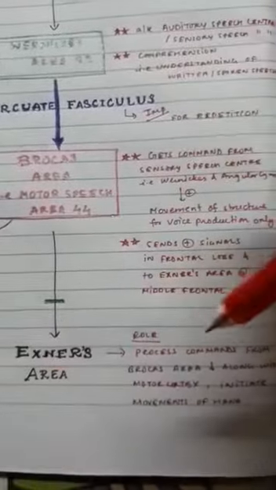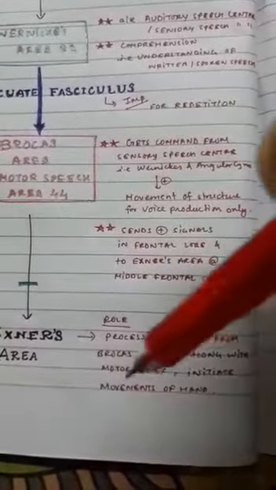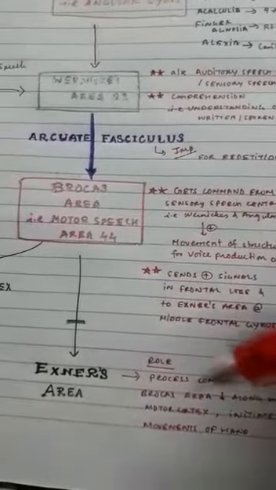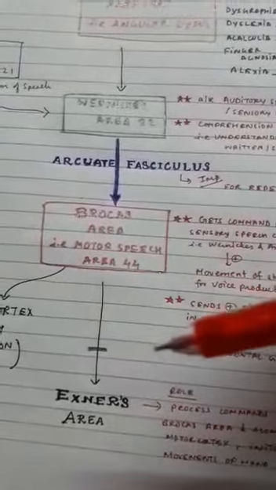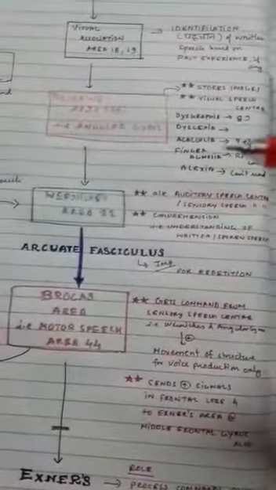And the role of the angular area is that it processes the commands from the Broca's area and, along with the motor cortex, initiates the movements of the hand. And if any lesion occurs here, then there will be agraphia, compared to dysgraphia. As I told you, here there will be agraphia.